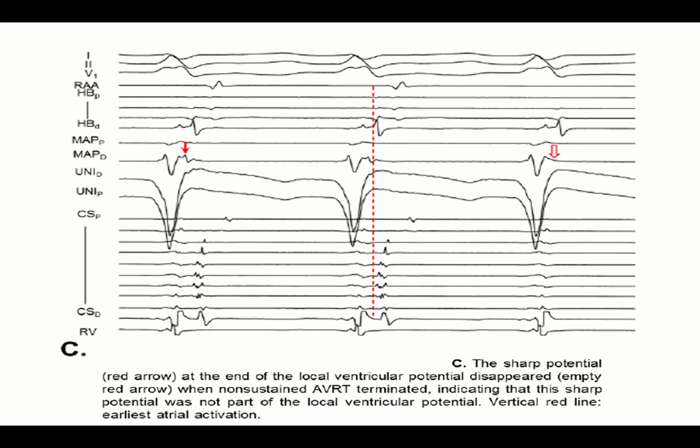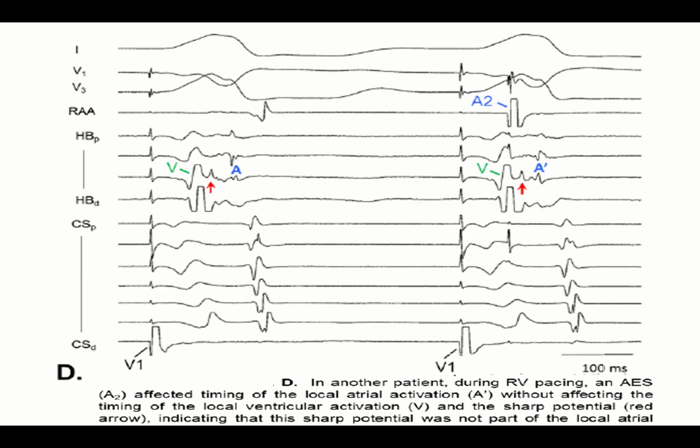termination of tachycardia. And finally, this is a case where we start ventricular pacing, then we decide to give atrial extra stimulus to discriminate: is this an accessory pathway potential or a part of A or V?